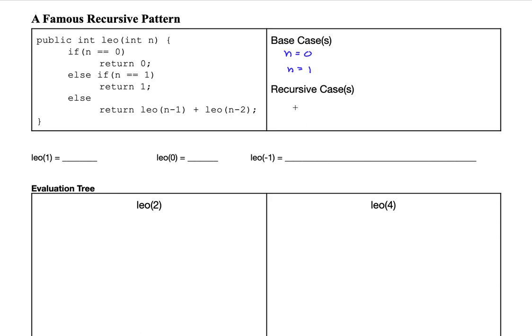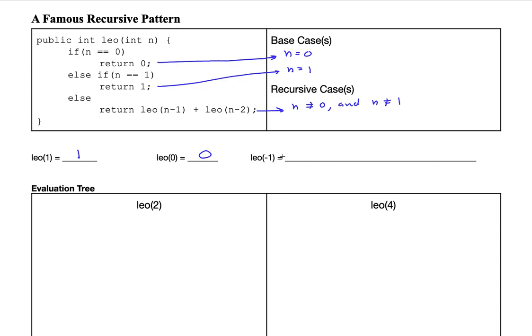This is essentially when n is not 0 and n is not 1. So if n is any other value besides 0 and 1, then it's going to be doing the recursive stuff. So that's recursive. Those two are going to be the base cases. So let's actually look at those base cases. If we do Leo of 1, that's definitely going to give us 1. Leo of 0 will definitely give us 0.